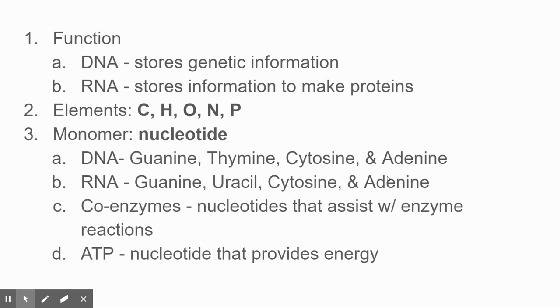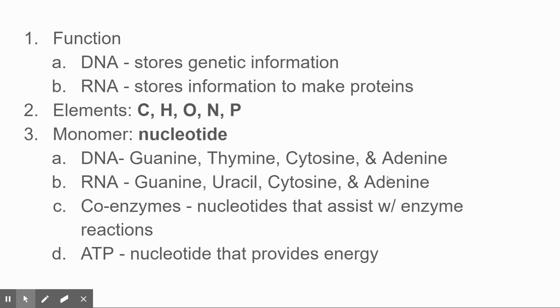Our monomer, or the smallest unit of our nucleic acid, is the nucleotide. So there are different nucleotides for the different molecules. With our DNA, we have guanine, thymine, cytosine, or adenine. These are all the different types of nucleotides for DNA. With our RNA, we have guanine, uracil, cytosine, and adenine. So it changes from DNA to RNA as thymine is replaced by uracil.